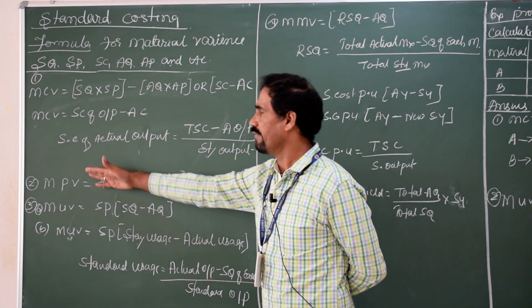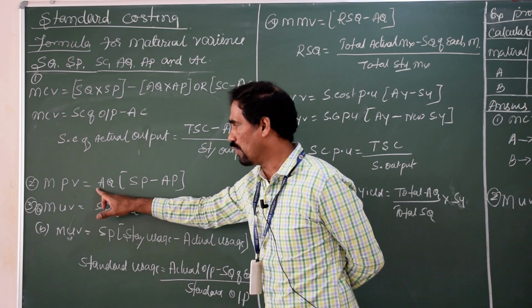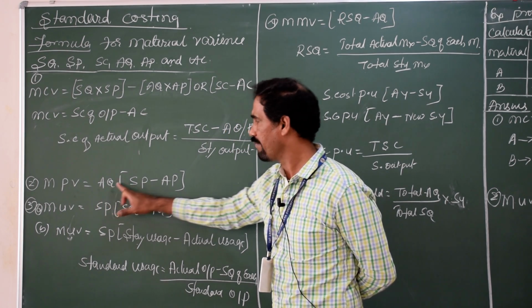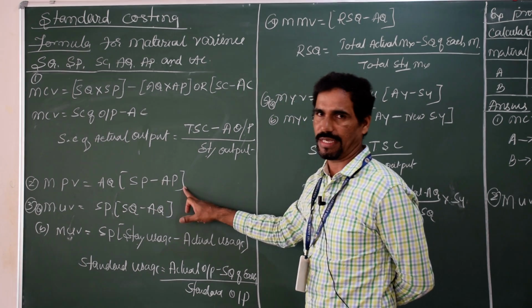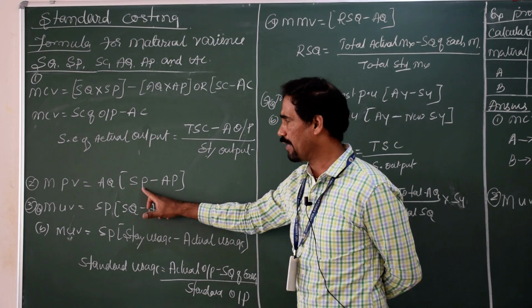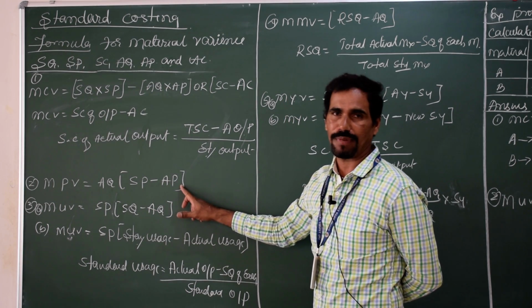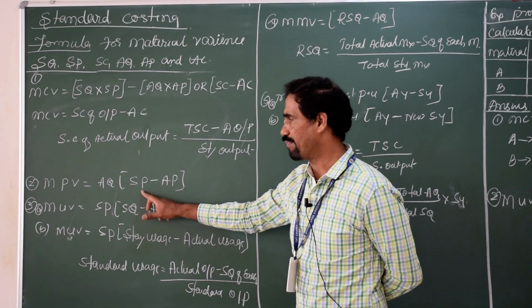Second one, material price variance. Material price variance equals actual quantity into standard price minus actual price. AP stands for actual price, SP stands for standard price.